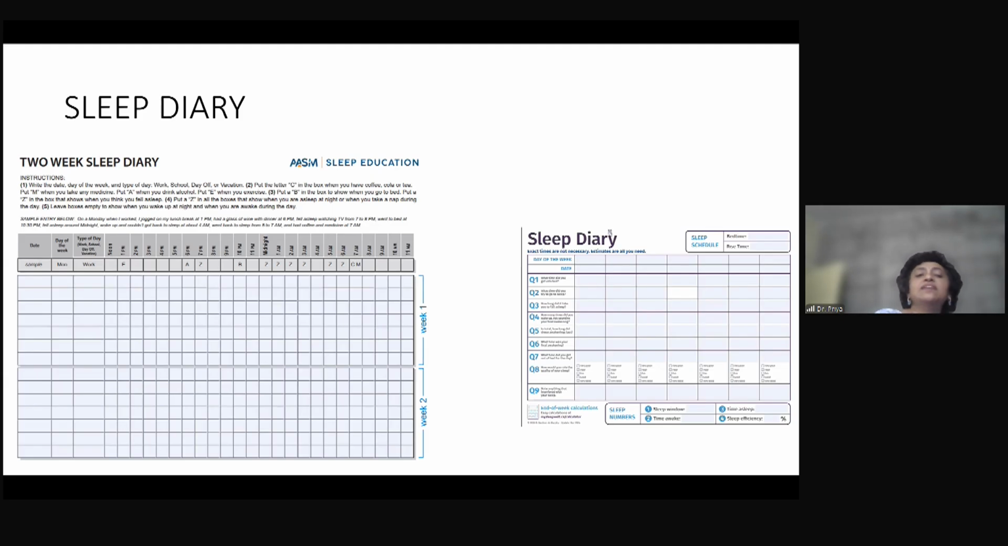None of them are standardized, as we don't have a clear-cut guideline as to which sleep diary to be used. So what does a sleep diary tell us? A sleep diary is used to understand the patient's sleep-wake cycle and what his schedule is. Basically, as simple as that. So, a detailed analysis of his sleep-wake schedule.